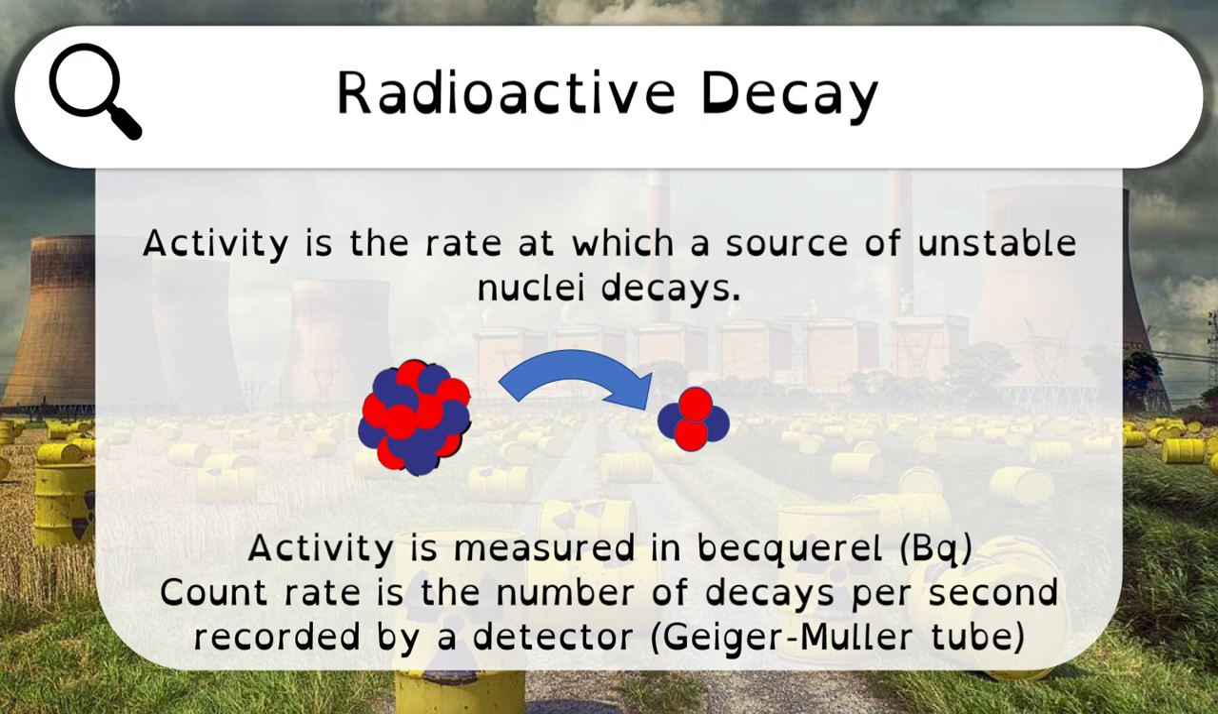But when you're trying to record using a detector or a Geiger-Müller tube, we can only measure the count rate because it's only going off in one direction. So the count rate will always be lower than the activity, just because you can't capture all of the radiation that's being released at any one time.